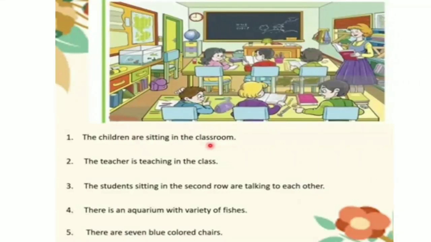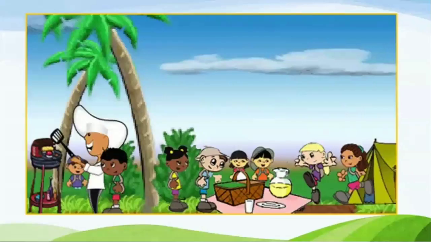And how many chairs are there? Yes, there are 7 blue colored chairs. And what things do you see? There's a blackboard, there's a clock on the wall, right? Now let us look at this picture. This is the picture of a picnic.